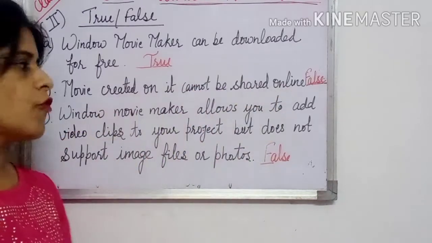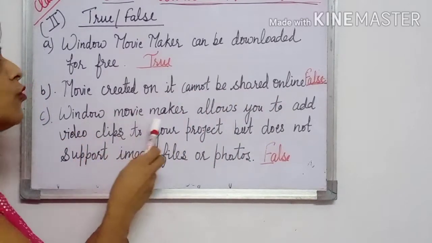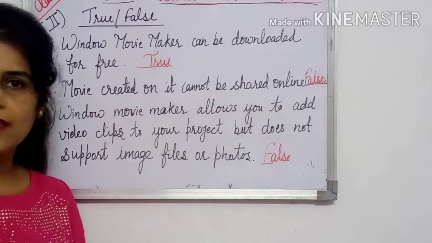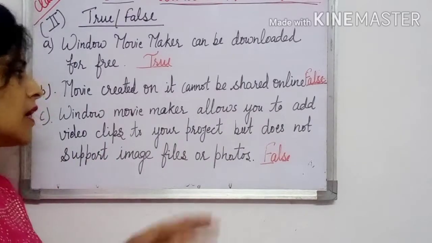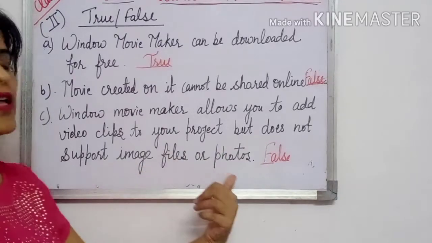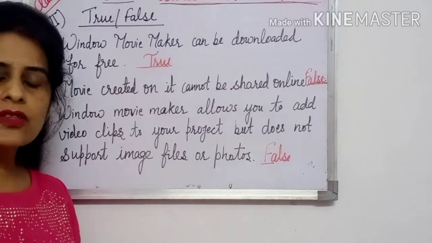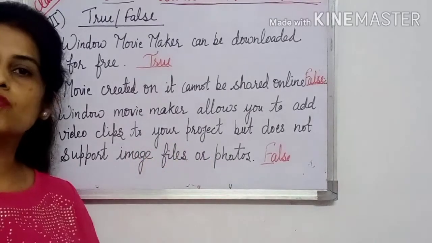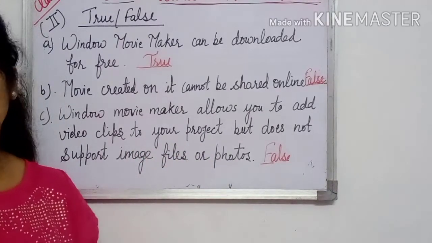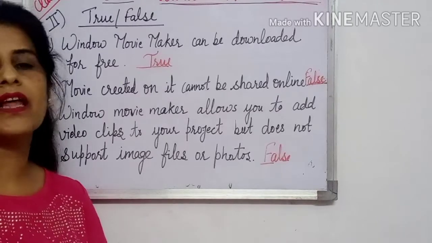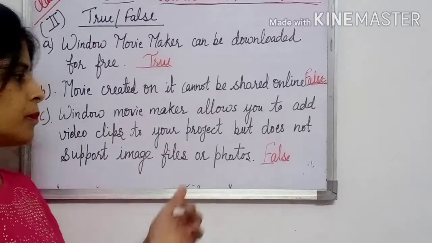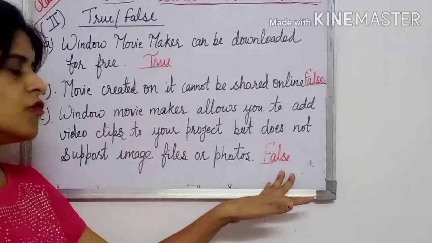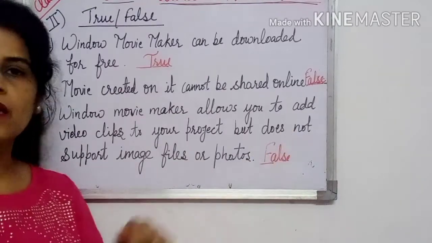Next: Window Movie Maker allows you to add video clips to your project, but does not support image files and photos. It is false, because in this we can add pictures, photos and images, plus we can add video clips. It allows all these things. It says does not, so it will be false.